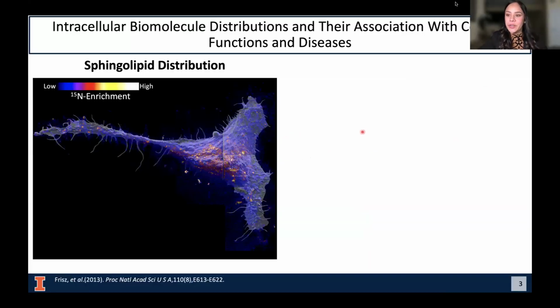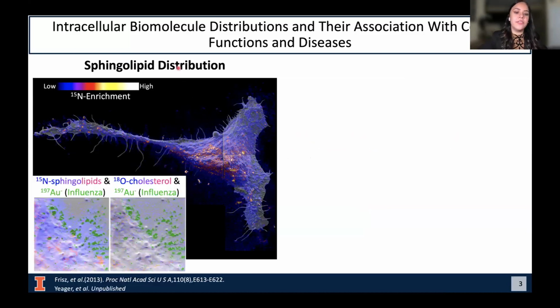So to understand cellular function and dysfunction, it is crucial to visualize biomolecular distribution inside cells. For example, visualizing the distributions of lipids, cholesterol, and other biomolecules is crucial because deviations from normal patterns correlate with changes in metabolism and also homeostasis.